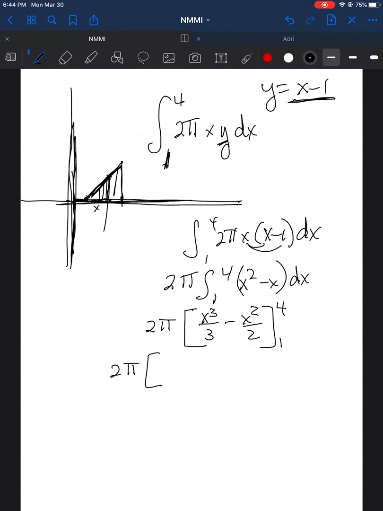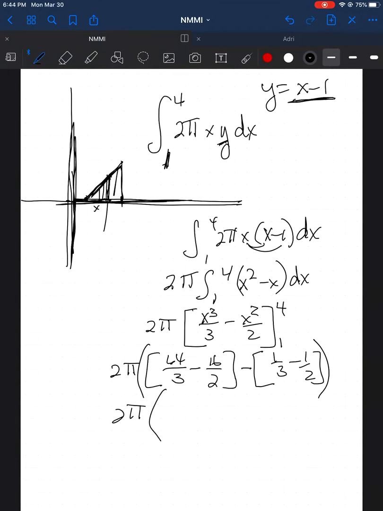So 2 pi, 4 cubed is 64 thirds, minus 4 squared is 16 halves. And then that's minus this one, which is 1/3 minus 1/2. Okay, so 2 pi times, we can just get all these done by putting them all over 6. So that would be 128 minus 48, and that's minus 2, and that's negative times negative is plus 3.